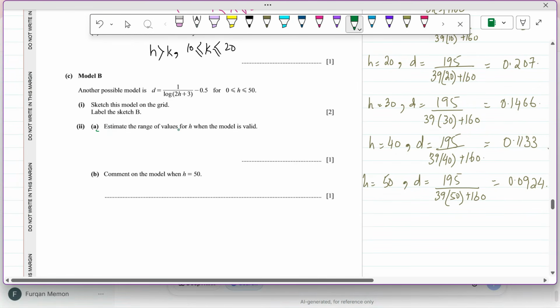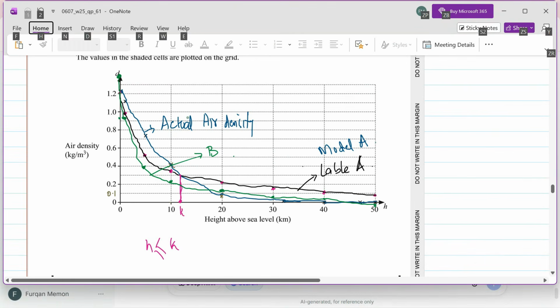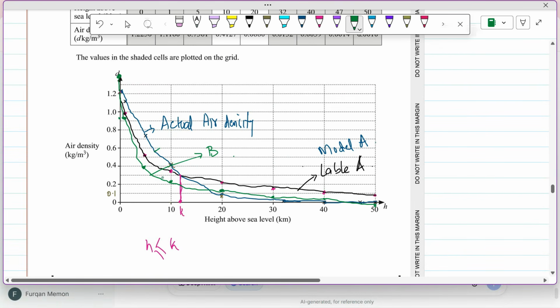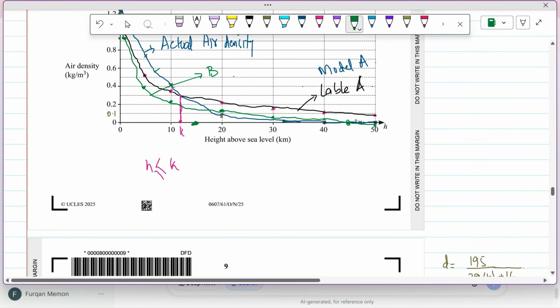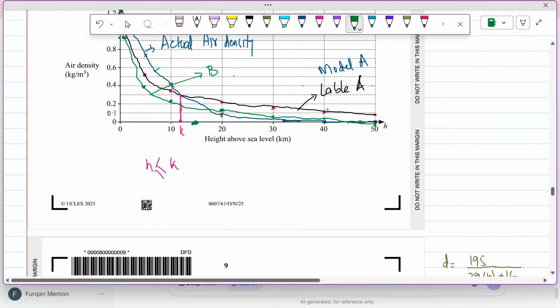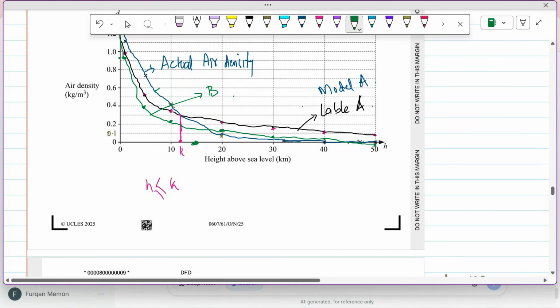Part A, estimate the range of value of H when the model is valid. You can see that this is the actual and this one is the model B, and approximately from this point to this point they are feasible or nearest to the actual value. You can see that this graph B is nearest to the actual air density graph or sketch starting from this point. After 45, the model B becomes negative almost. It becomes negative at 48.5. I just calculated. So model B is nearest to the actual graph near to 45, we can say that.